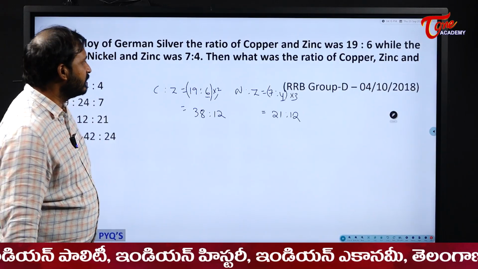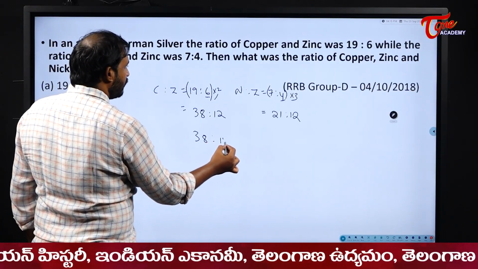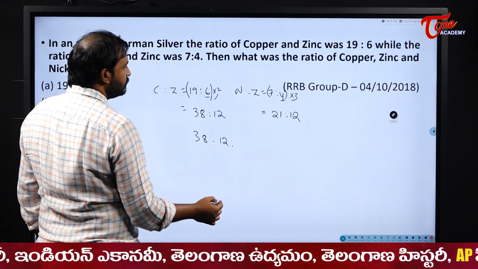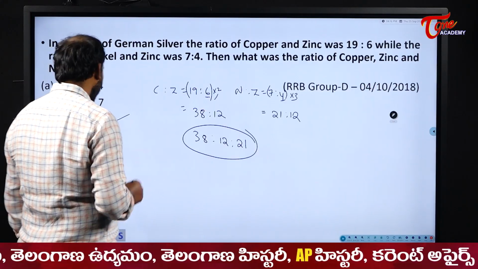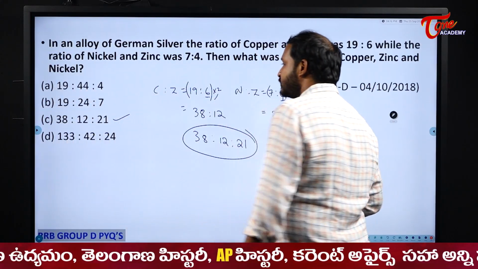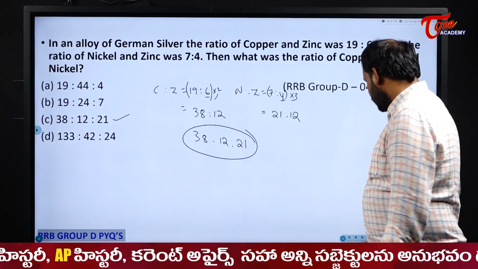Now when I mix all three, copper, zinc and nickel, it is 38:12:21. So our answer here becomes option C. Option C will be our answer here. Okay, right? Next one.